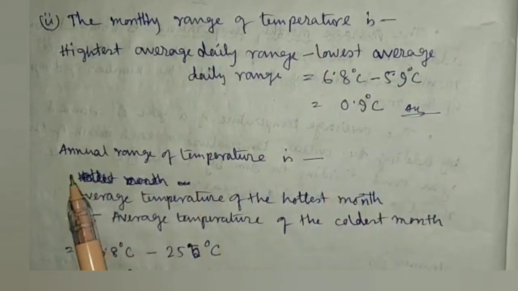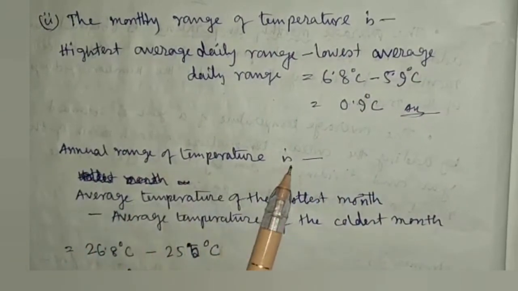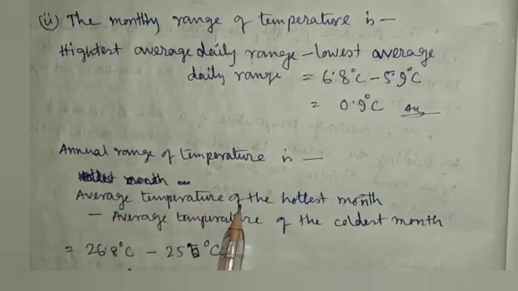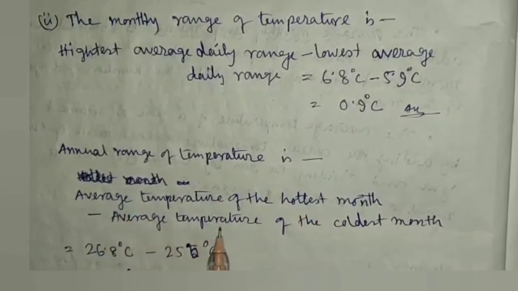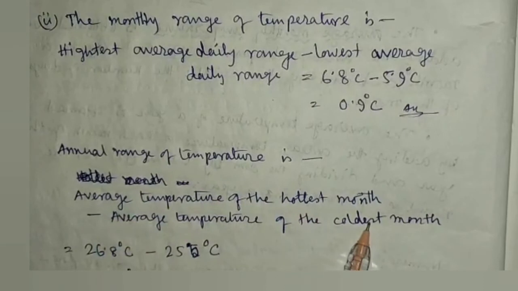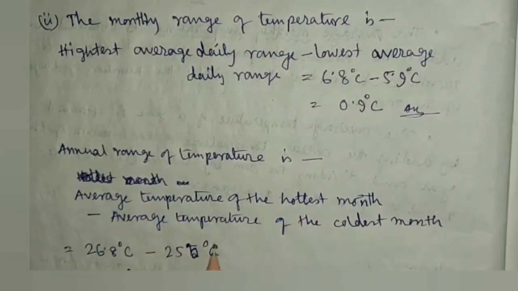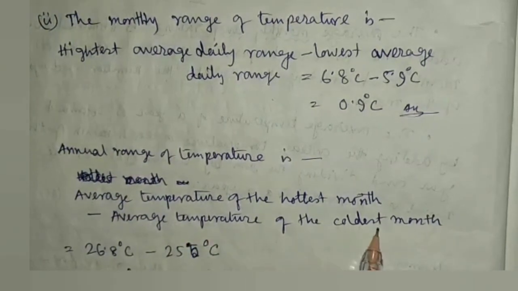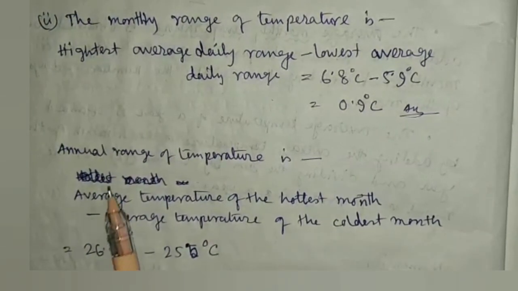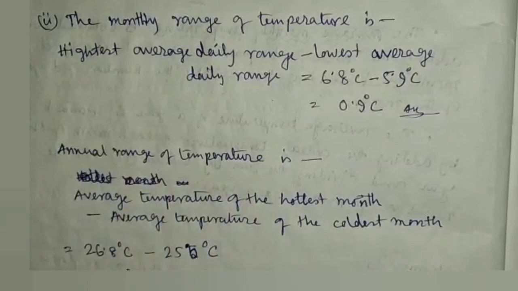And the annual range of the temperature is the average temperature of the hottest month minus the average temperature of the coldest month. From the chart, 26.8 degrees centigrade is the average temperature of the hottest month and 25.5 degrees centigrade is the average temperature of the coldest month. So the annual range of the temperature is 1.3 degrees centigrade, which is the answer.